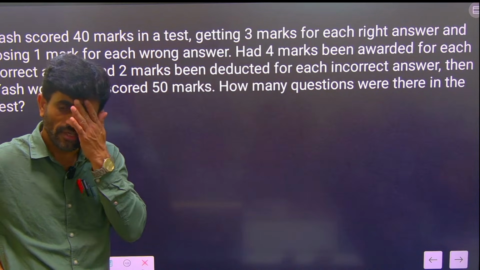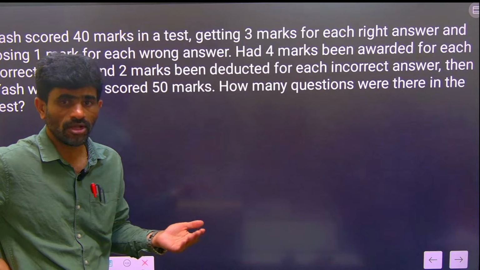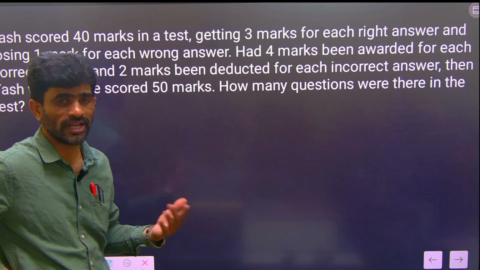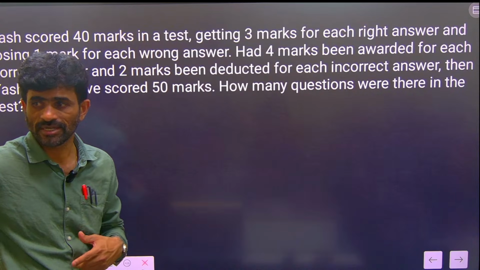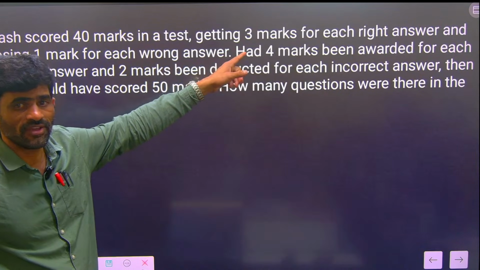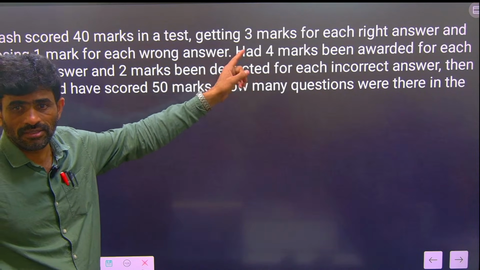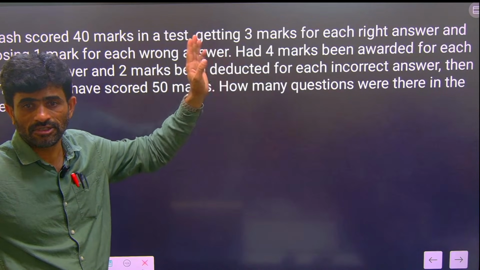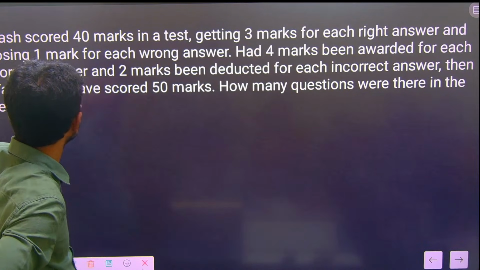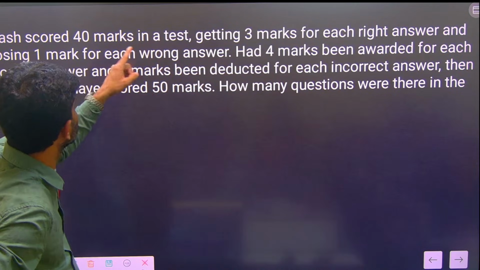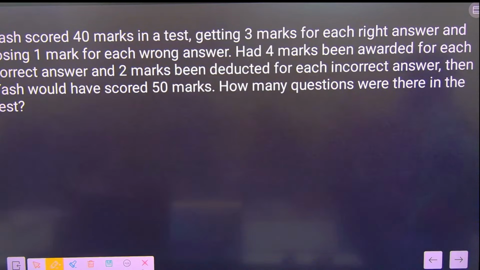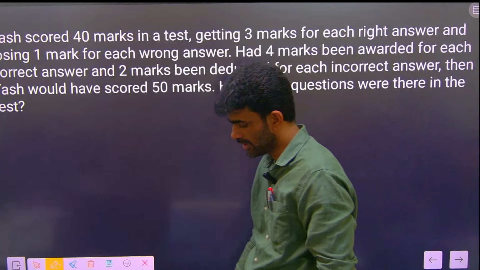To know the total number of questions, we have to know how many questions are attempted correctly and how many are attempted wrong. So let the number of questions attempted correct be x, and the number of questions attempted wrong be y. Then because 3 marks are given for every correct answer, 3x marks will be given. How many marks will be reduced? 1y, because the number of questions answered wrong is y. So 3x minus y is equal to 40. And in the second case, 4x minus 2y. Right.